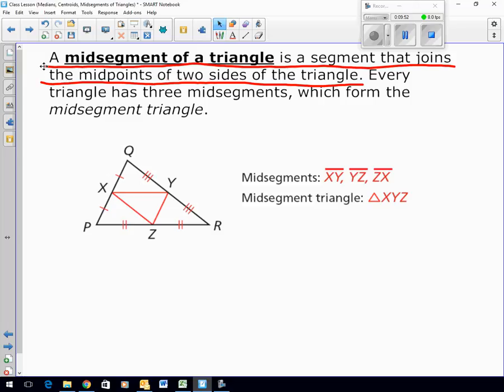So if I connect midpoint to midpoint, that's called a midsegment. Midpoint to midpoint, midpoint to midpoint. Those are called midsegments. And there's a cool formula that we're going to have to remember with those.